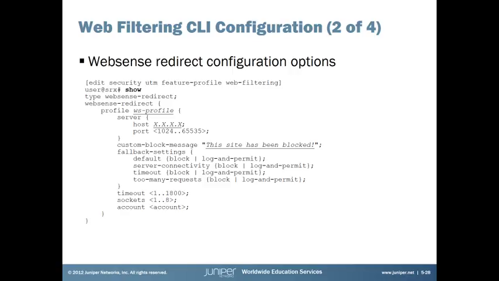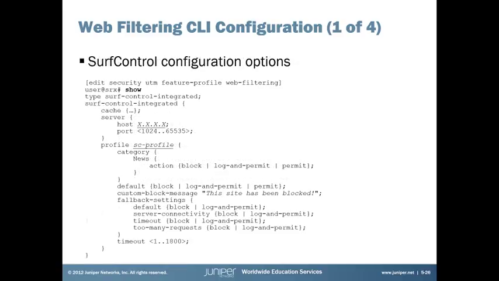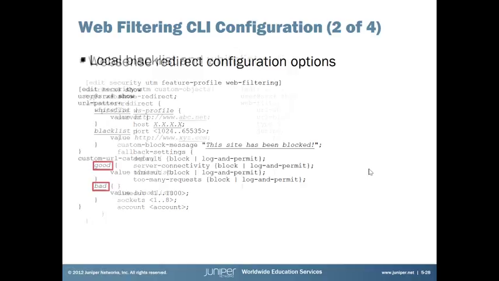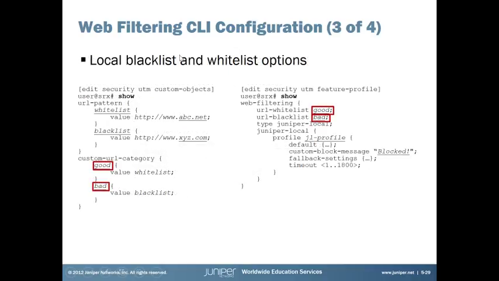Okay, so still looking at our web filtering here, and here we've got our WebSense Redirect type and a profile and a server name and our block message, timeouts, etc. Blacklist, whitelist options. Again, just create these lists up. Saves processing if things are on the whitelist and gives you more control over exactly what gets in and what doesn't.